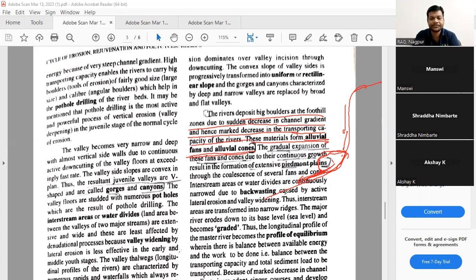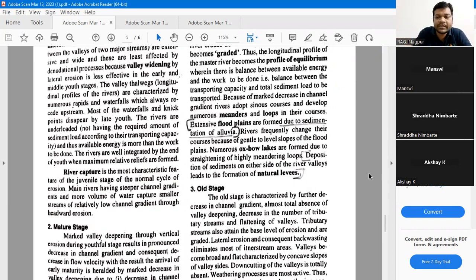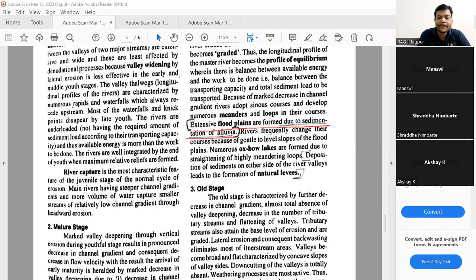This kind of deposit forms the alluvial fans or alluvial cones. The gradual expansion of such fans and cones due to their continuous growth results in the formation of extensive Piedmont plains. So larger plains may form, and these larger plains are called Piedmont plains. These kinds of things occur repetitively, and they form the floodplains, right?